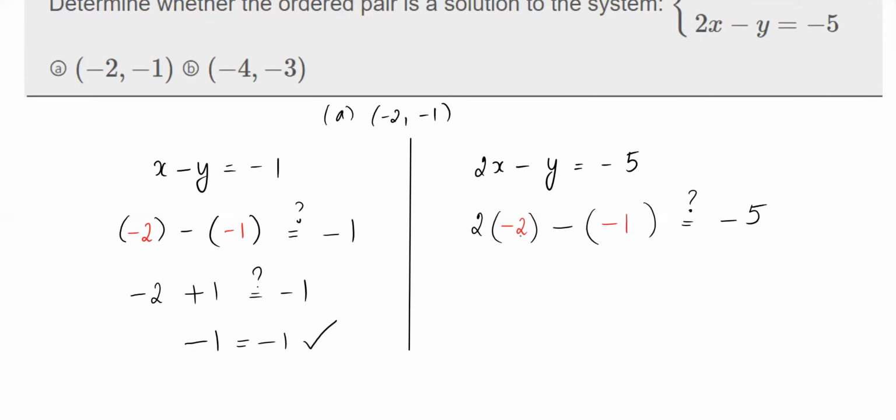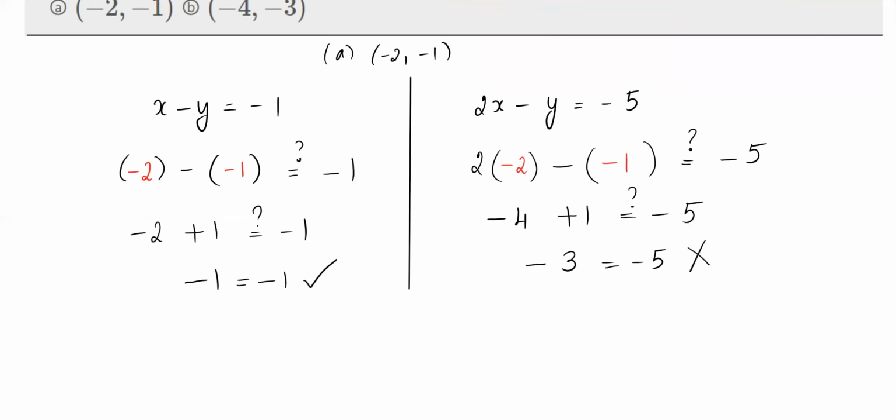So let's come back here. 2 times -2 is -4. -1 times -1 is +1 equals -5. Okay, put a question mark. -4 plus 1 is -3. -3 equals -5. Is that a true statement? Oh no, sadly, that's not a true statement. So it was true for one, it was not true for the other, which means it's really not a solution to the system, right? It's a solution to one equation, but not to the system. So this implies (-2, -1) is not a solution to the system.